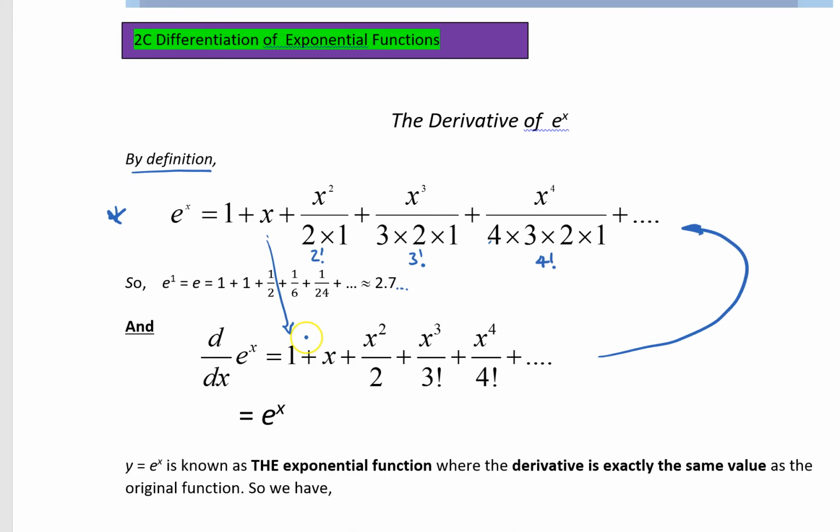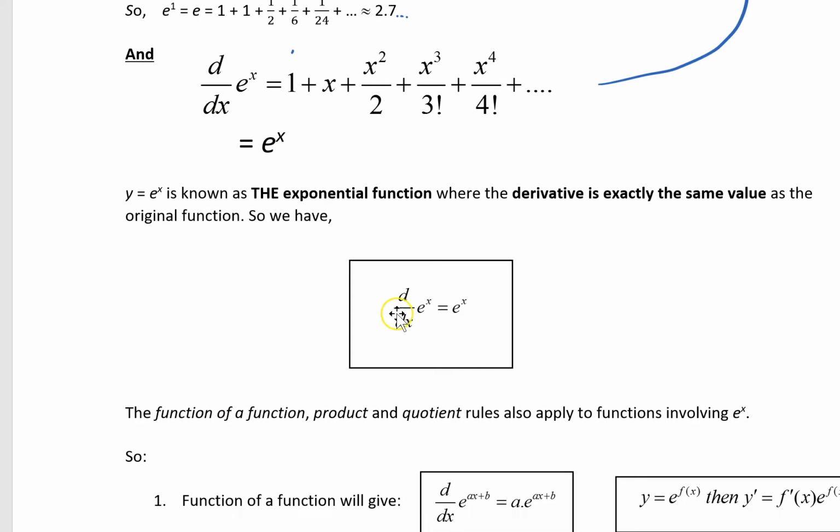It's 1 plus x plus x squared on 2, x cubed on 3 factorial, x to the 4th on 4 factorial, etc. And we know we define that as e to the x. So we then can say that d/dx of e to the x is e to the x.